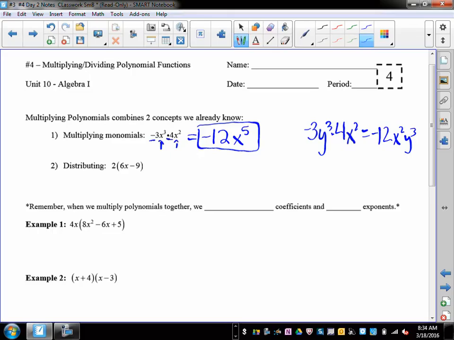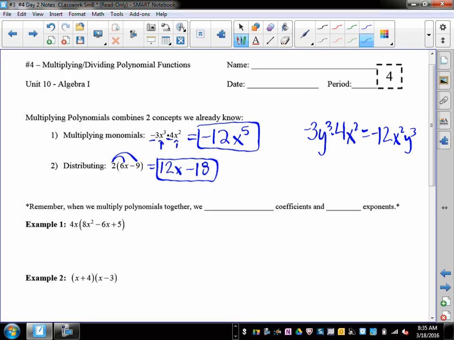Alright, distributing. How do I distribute this guy? Philip? Distribute the 2, you do 6x times 2, which is 12x. Good. And then negative 18. How'd you get negative 18? Negative 9 times 2. Good. We distribute the 2 to both pieces. This is 2 times everything inside. So 2 times 6x and 2 times negative 9. Again, we're always writing these things in standard form.